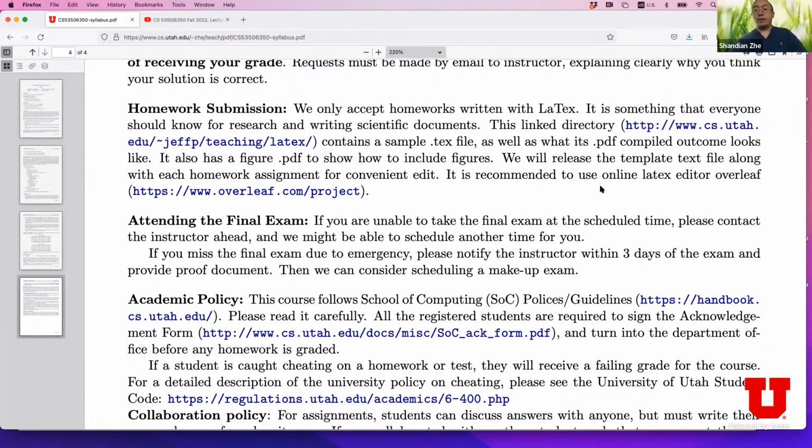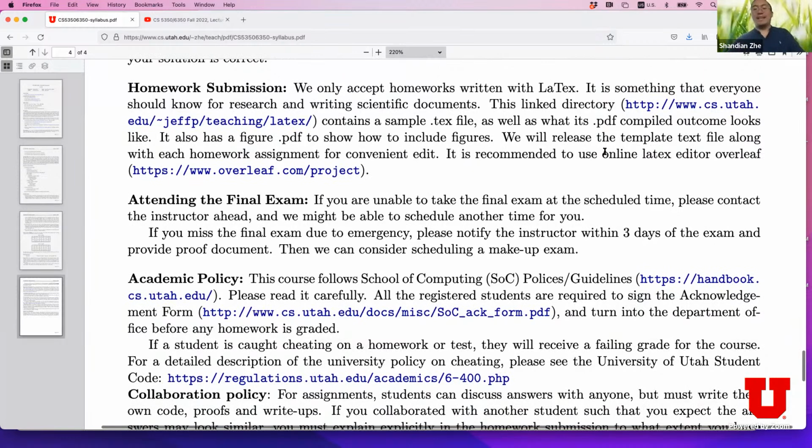I also highly recommend using this online LaTeX editor, Overleaf. It's free unless you want more professional functions, but basically it's free. You can simply upload the LaTeX source file we released on Canvas and start working on it. You edit and immediately see what you get, so it's very, very convenient. But if you insist on using your own LaTeX editor, it's up to you. This is just a very convenient choice.